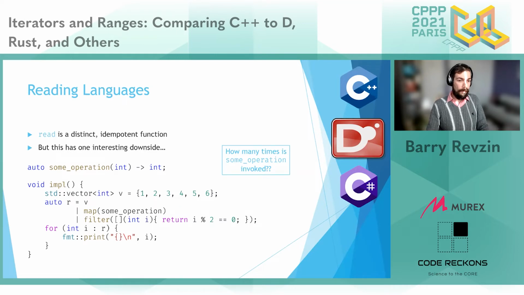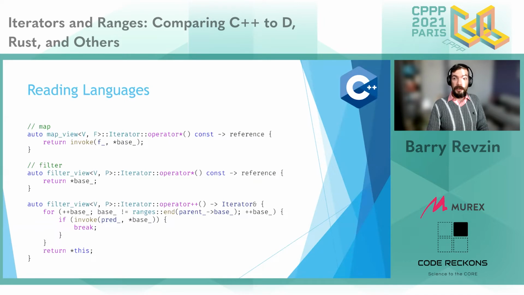Now we know for sure that the answer is at least 6. Because if some operation, for instance, returns 0, such that every element would satisfy the filter, we know that we have to call it on every element to check to see if it satisfies the filter, because we might have to print all of them. But is it more than 6? It's kind of an interesting question, and it's one that people will run into pretty quickly once they start playing with C++ ranges. So if we look at the salient operations to try to answer this question, I just have the map's read, filter's read, and filter's advance on the screen here.